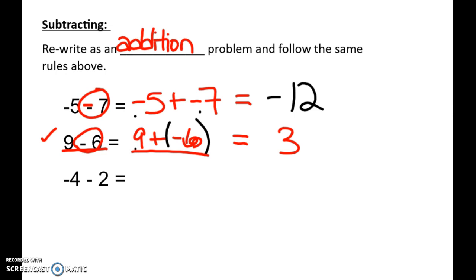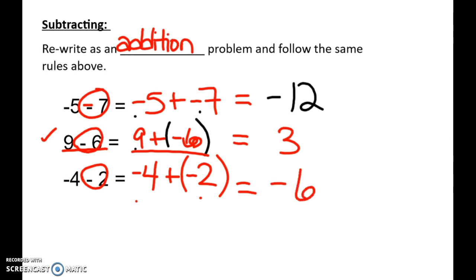Okay, negative 4 minus 2. That negative is going to stick with the 2, and we're going to put the plus sign in there. So negative 4 plus a negative 2. We're going to use parentheses to show that that's a negative 2. And once again, we have the same team. We have 4 negatives and 2 negatives. So when we have that, our team is just getting bigger. So our answer is negative, and we do 4 plus 2 is 6.